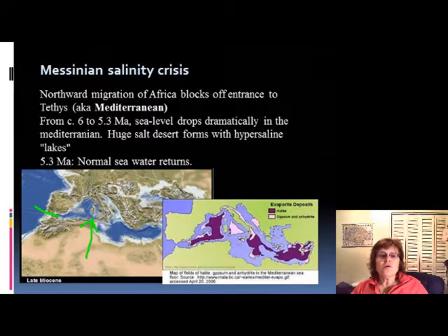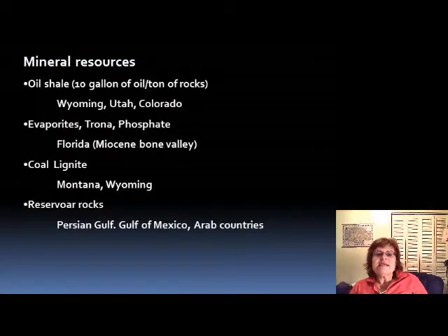But right before, basically, a huge salt desert formed, and there were a bunch of very hypersaline lakes around it. We have a whole lot of salt on the bottom of the Mediterranean, which relates to the Messinian salinity crisis. It's kind of interesting. And this here is the mineral resources of the Cenozoic.